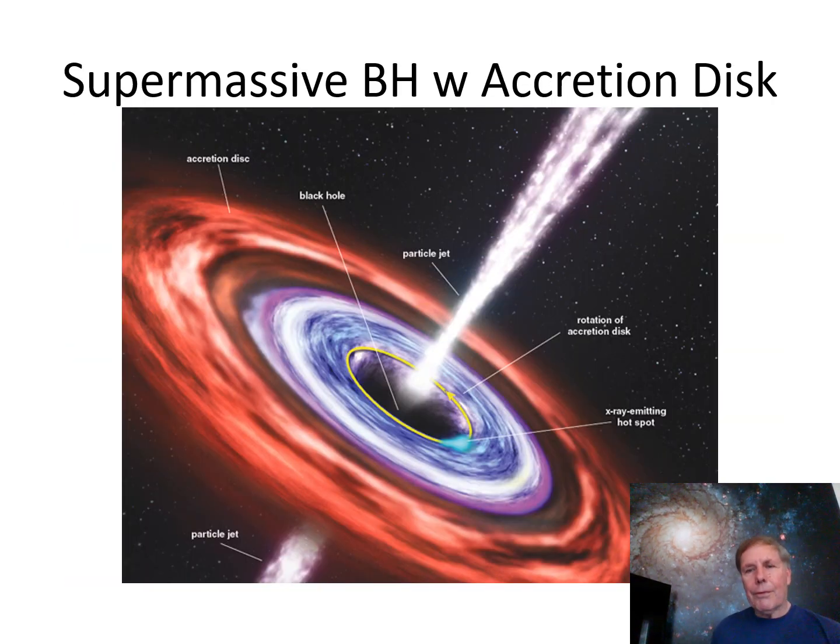Here's the model for what's going on. Supermassive black holes with an accretion disk. Here's the supermassive black hole. You can take a look at this in the PowerPoint yourself and see it in more detail. And swirling around it is this accretion disk, which is mostly hydrogen gas, some dust, mainly stars that have been muscled by this thing, just torn apart.